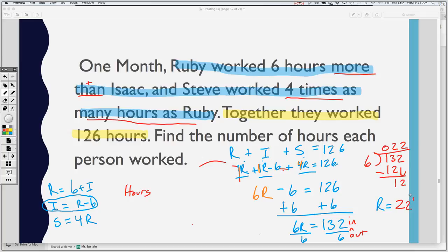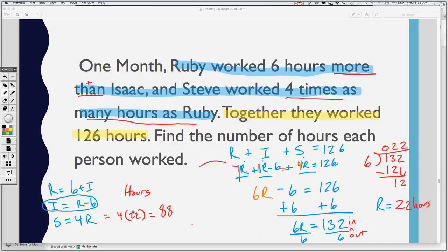I come back to these equations, and now I can find Isaac, and I can find Steve because they were all in R. What is 4 times 22? We'll start with Steve. So 4 times 22. What's 4 times 2? Oh, jump to the 88. All right. 4 times 2 is 8. Do that twice. 88.